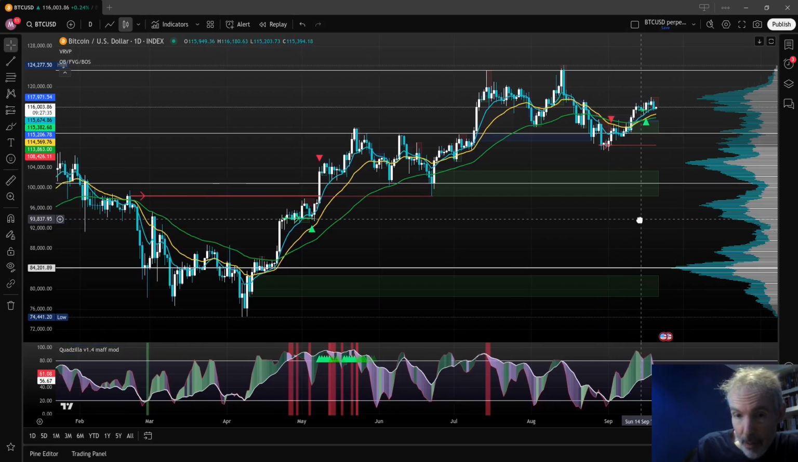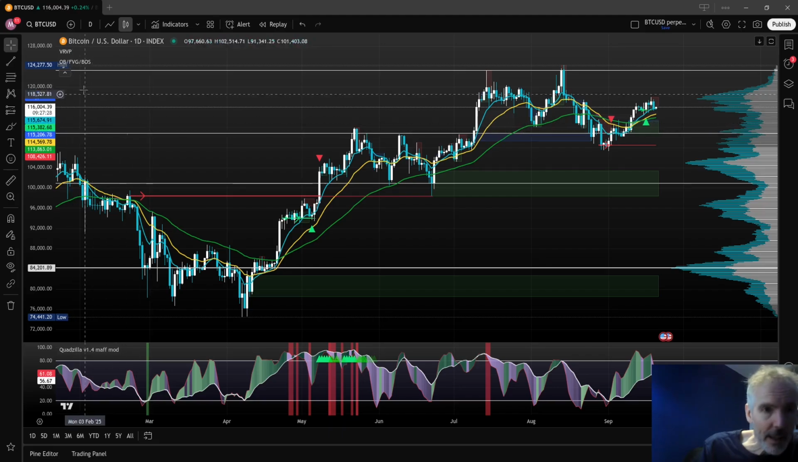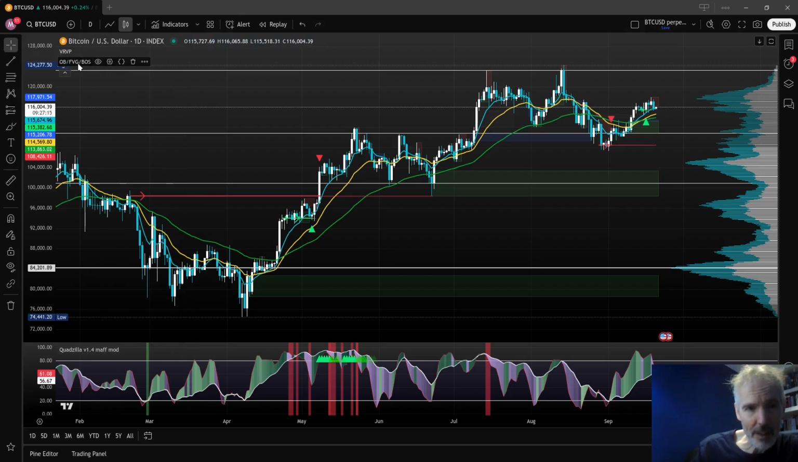But also, what else have we got on here? We've got these order blocks and fair value gaps, which is some other indicator. I forget the name of what that was, but I made a copy of it and just renamed it to bring the size down, because the original name took up a lot of space on the screen.